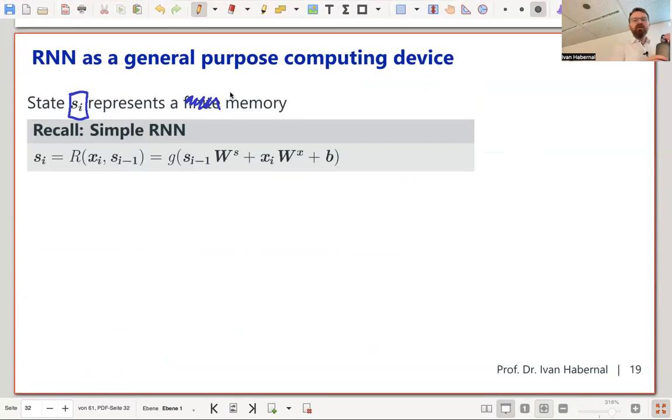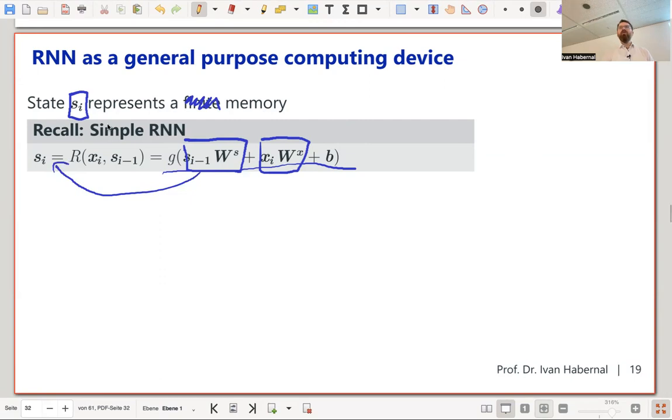And how you're going to compute the state in the simple RNNs is this projection. This is this function we had. So you take the previous memory and do some projection. You take the current input and some other things, and do some nonlinearity, and this is what's going to be saved in the memory. Okay, it makes sense.